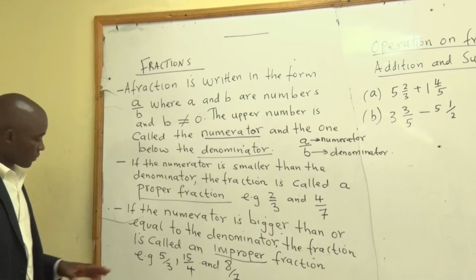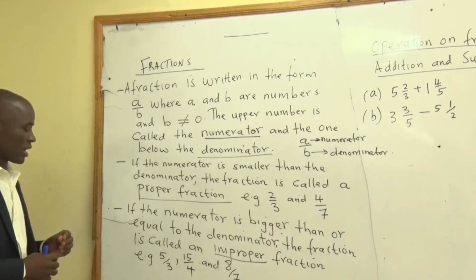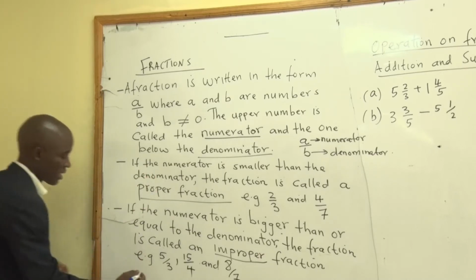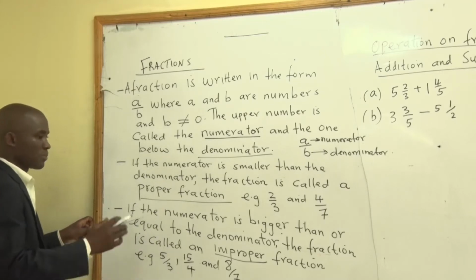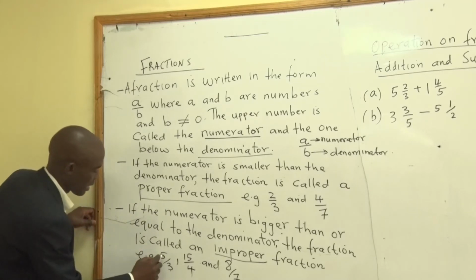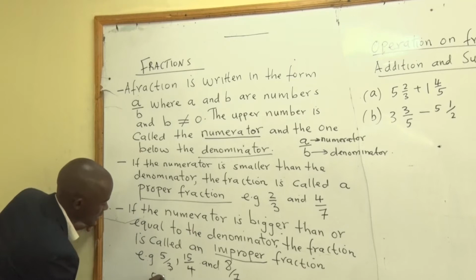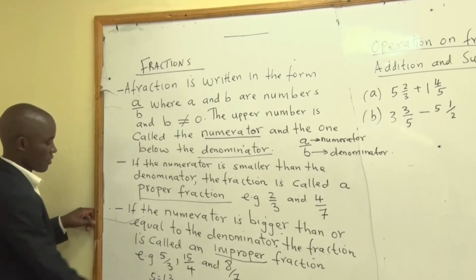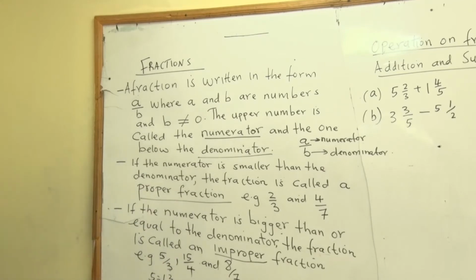And remember, an improper fraction can be simplified so that we have a whole number and a proper fraction. For instance, if you have 5 over 3, you can write this as a mixed number, remembering that 3 goes into 5 one time and 2 remains. So 5 over 3 can be written as 1 and 2 over 3, meaning 3 goes into 5 one time and 2 is the remainder. So 1 and 2 over 3.